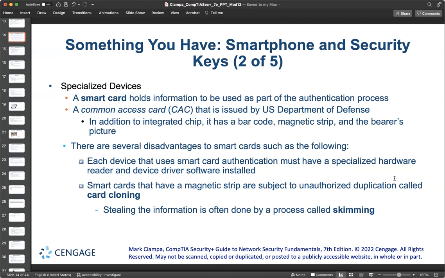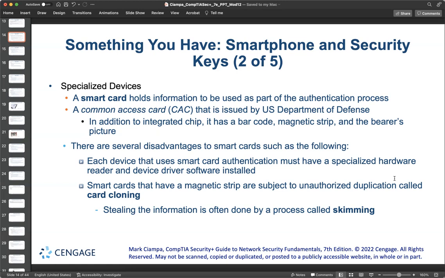There are several disadvantages to smart cards though. Each device that uses smart card authentication must have a specialized hardware reader, and the device driver software should be installed. If for any reason the device driver is corrupt, broken, or the hardware is not present, then you're going to have a big problem, because now the smart card is not going to help the person log in, and they're locked out.